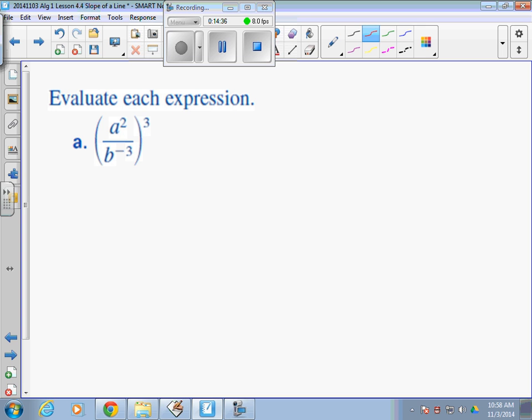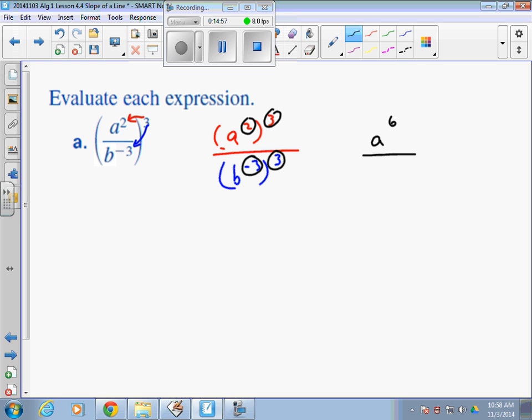All right, they're both being raised to the third power. So this one gets raised to the third, so it's a squared to the third over this one gets raised to the third, b to the negative third to the third. So just multiply. It's powers being raised to powers. So you multiply 2 times 3 and you get a to the 6th over, again, powers times powers, negative 3 times 3 is b to the negative ninth.